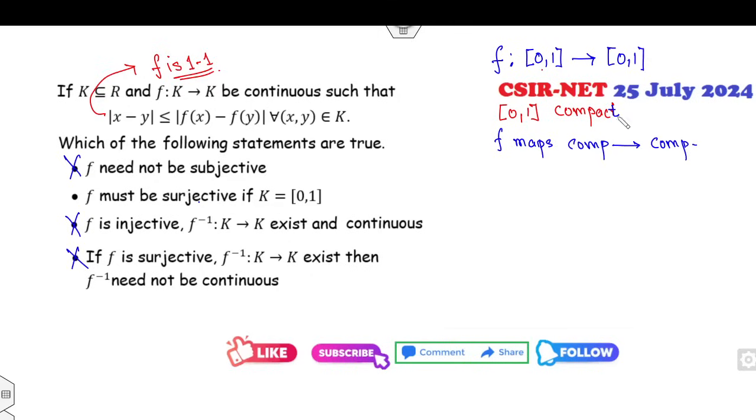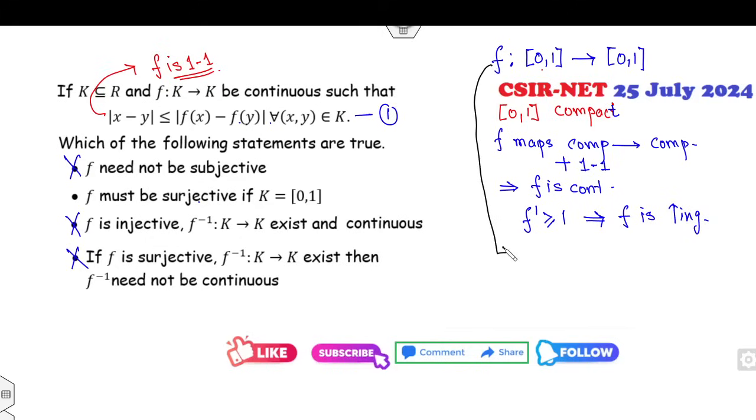Is it fine? Now f is 1-1. What does it mean? f is continuous. Fine. Also, you can see from this equation number 1, f dash is greater than or equal to 1. That means f is increasing. Fine. So now you can see about this case. If I choose any x, it must belong to [f(0), f(1)]. Why? Because f maps a compact set to a compact set. Also you can see x lies between 0 and 1. f is 1-1, f is continuous, fine.